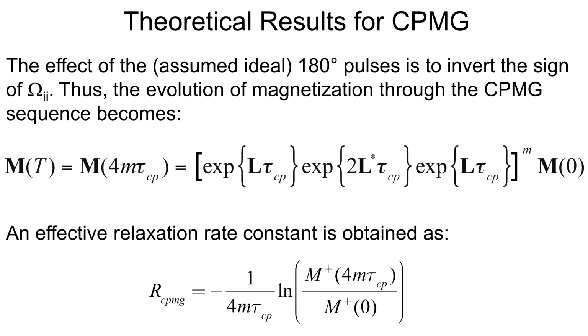So we have a magnetization decay, and we can define an effective relaxation rate constant, as shown here, in which we have the logarithm of the intensity at some total time t divided by the initial intensity, and then divided by the total time. So that's just a simple expression assuming a single exponential decay, defining an effective relaxation rate constant. Our interest is in how this relaxation rate constant varies as we vary tau CP.